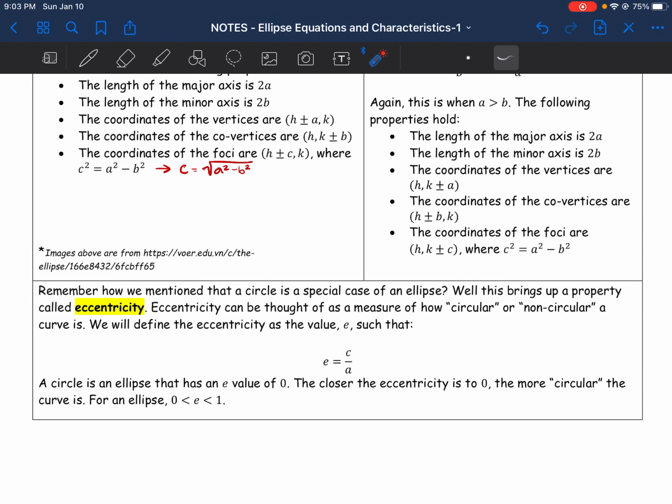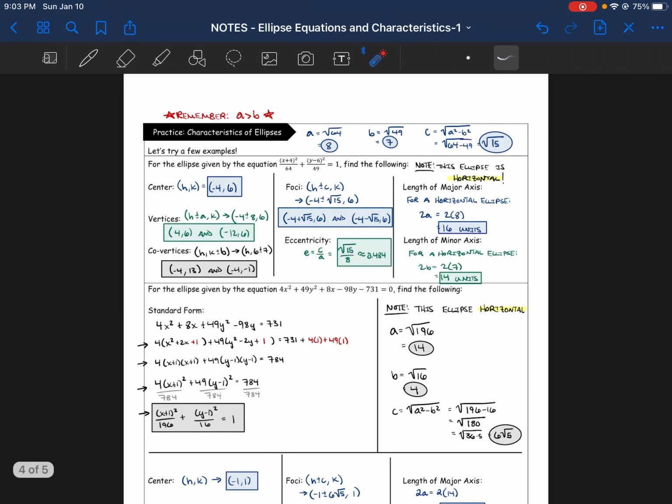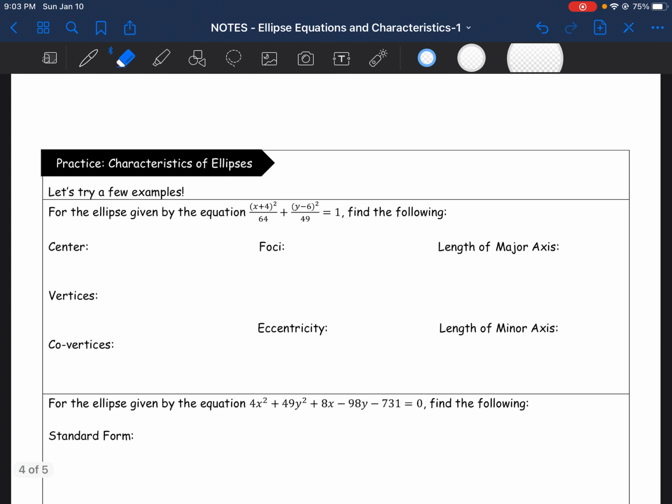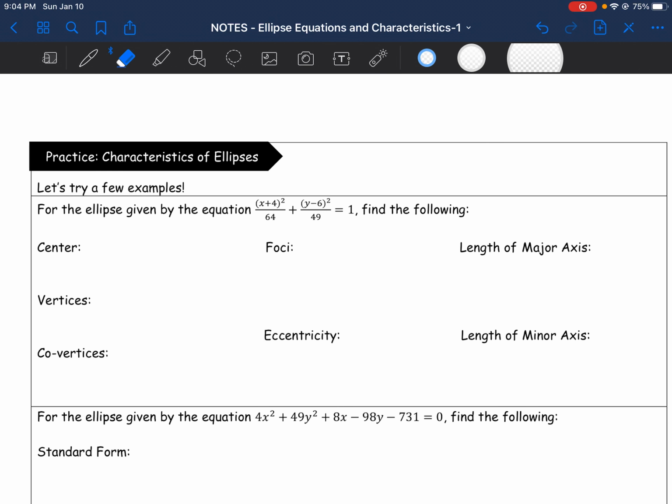Now, in general, the closer the eccentricity of an ellipse is to 0, the more circular that curve is. For ellipses, the eccentricity value will always be between 0 and 1. So let's try some examples. Okay. For these ellipses, we're going to be given an equation, and we want to find all the main characteristics and parts of the ellipse. So one thing that we just want to remember in general, let's remind ourselves that A is going to be bigger than B. A is always bigger than B.